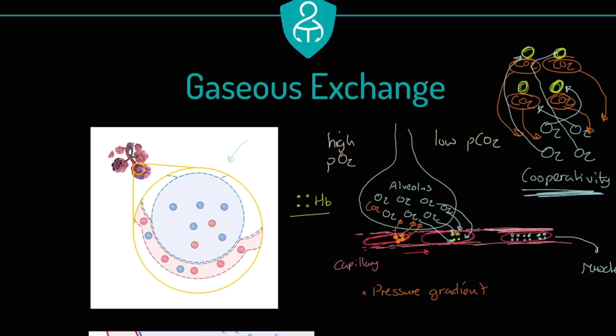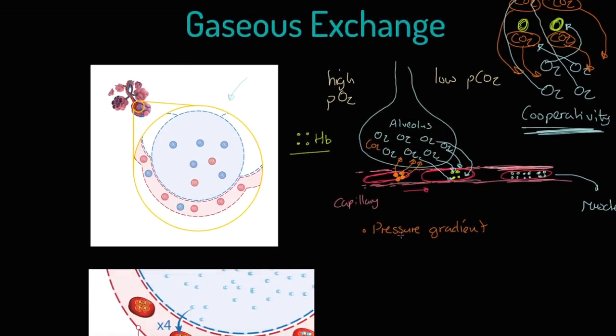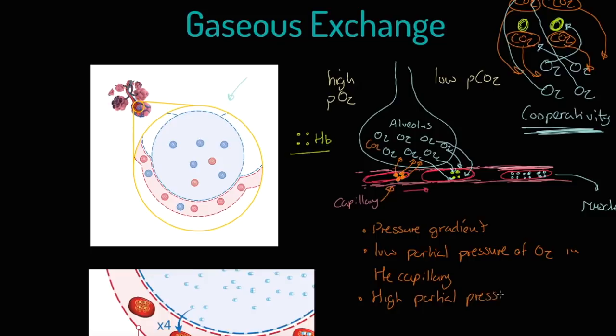Now, that's all well and good, but I want to be able to describe this process with really great language. So I've got a pressure gradient. We know we have that pressure gradient. I also want to be able to repeat my points. I have low partial pressure of oxygen. Where? In the capillary. In the example that I gave, it would be the opposite, of course, if we were looking at the muscle. But in my capillary here, we have got low partial pressure of oxygen. Meanwhile, we have got high partial pressure. Partial pressure just means the pressure a gas exerts in a mixture of gases. High partial pressure of oxygen in the alveolus.